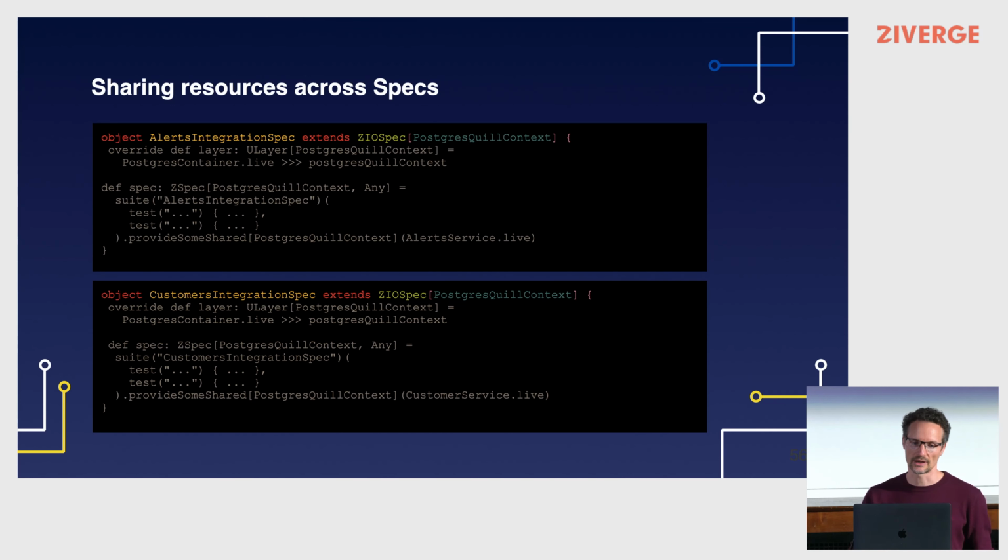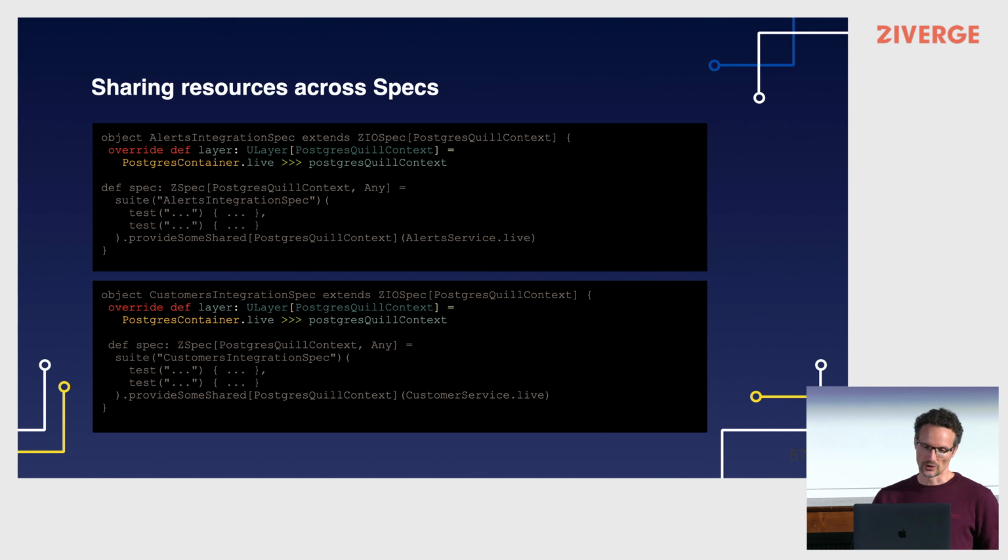It gets more interesting if you use ZIOSpec and you supply in the type parameter the dependency that you want this test to be provided. Of course, you also need to specify how to satisfy this dependency, because the testing framework will not be able to supply a Postgres container and the query context for you. So you need to define this abstract method called layer.